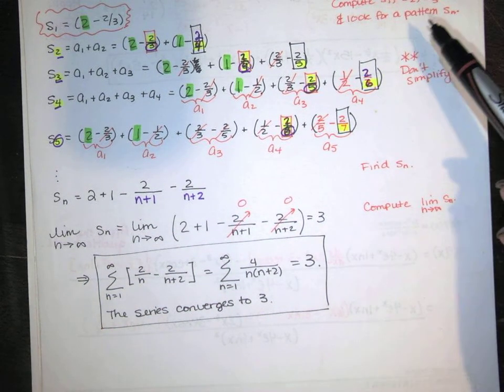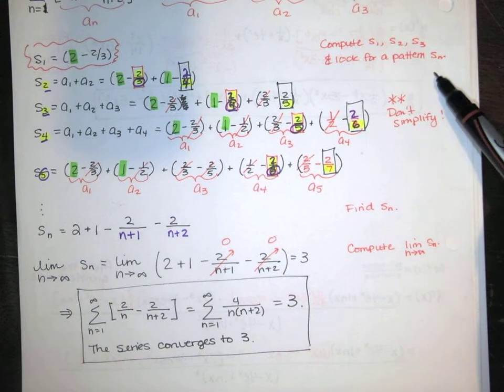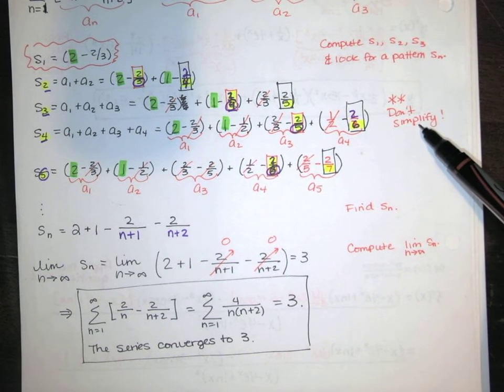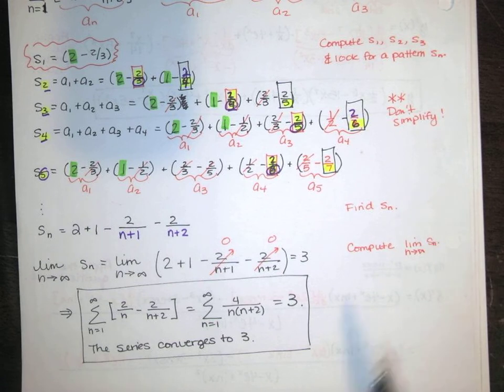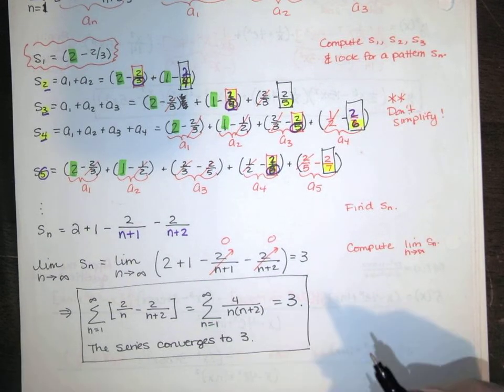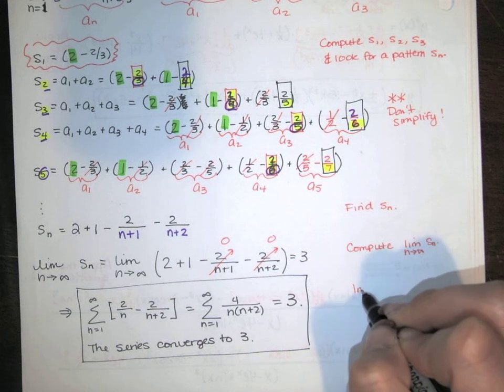So remember, you're looking for the pattern for the nth partial sum. Don't simplify, it'll make it easier to find the pattern. Find the pattern, compute its limit as n goes to infinity, the limit of the nth partial sum, and then if that limit exists, interpret your result in terms of the series.